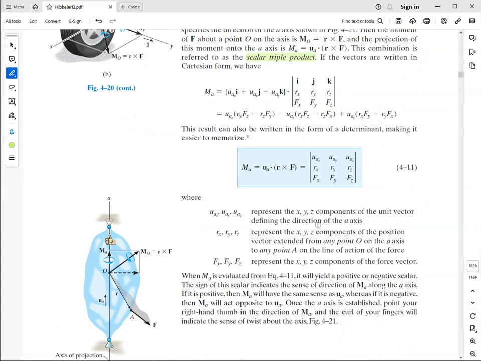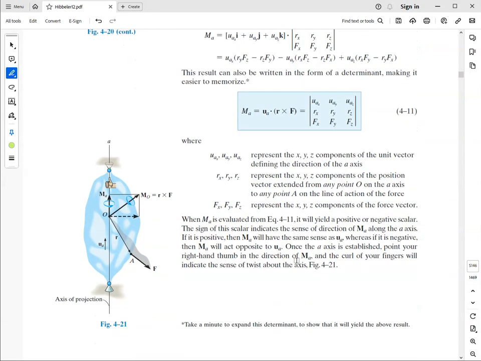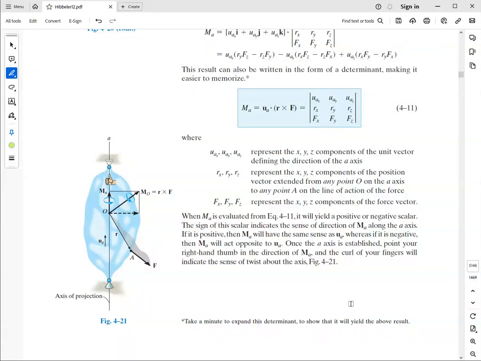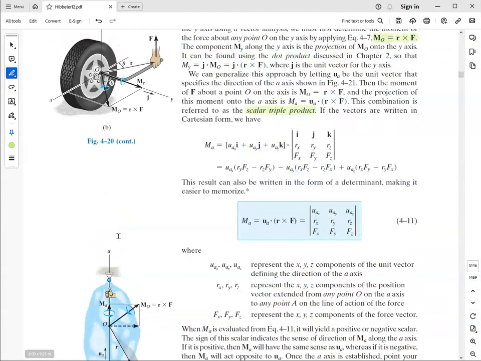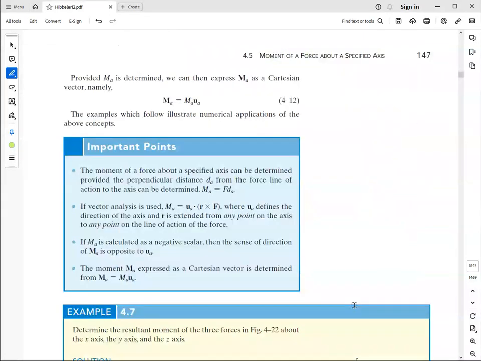And if we want to state the moment about the axis A as a vector, all we need to do is multiply by the unit vector associated with the respective axis, with components UAX, UAY, UAZ. Okay, so this is the equation.